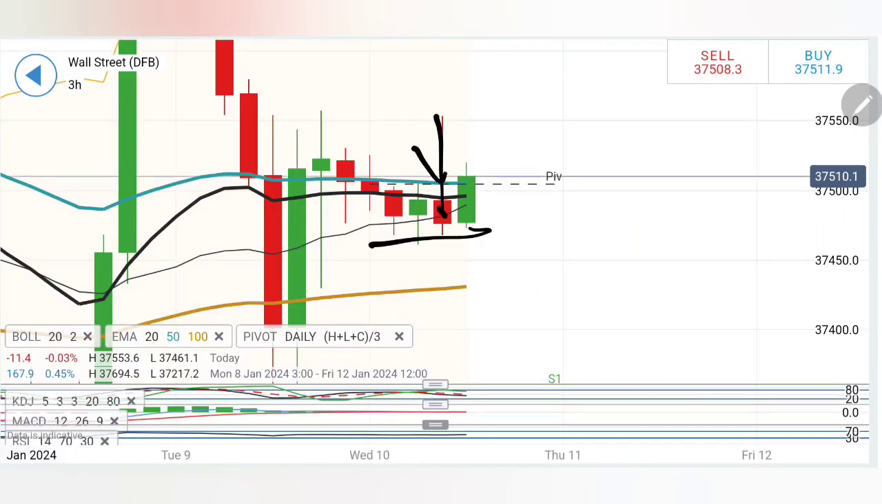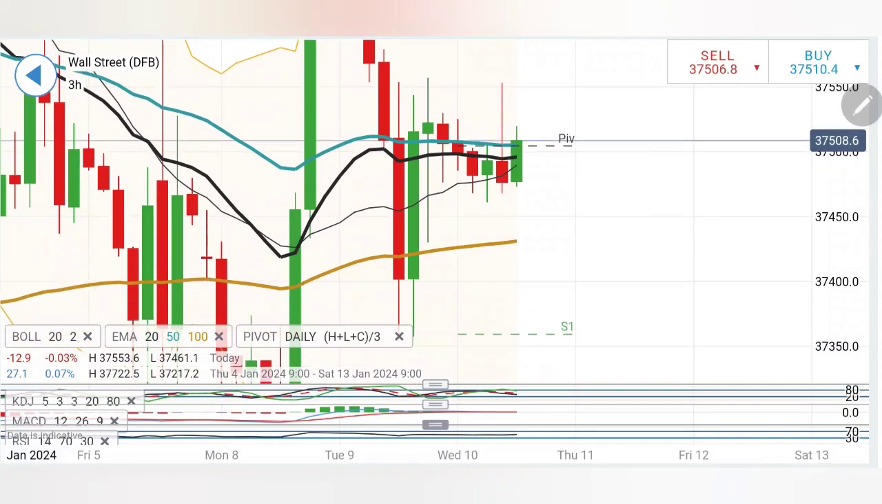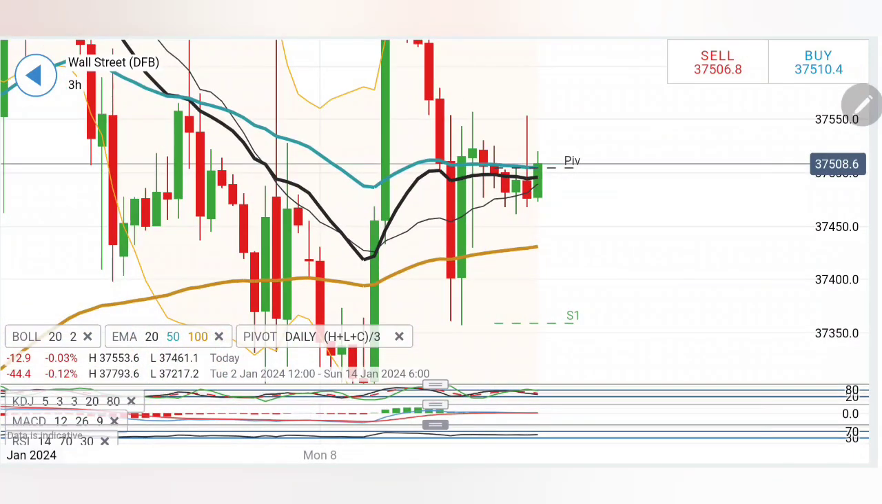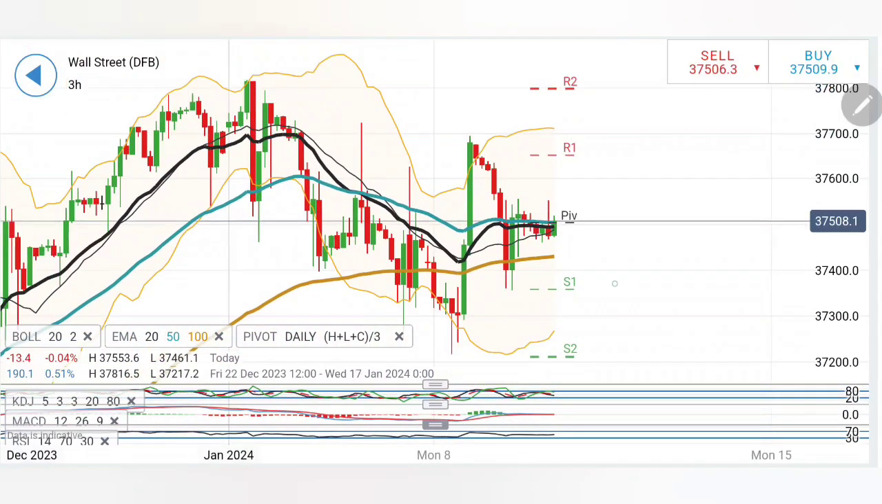Preceding candle comes with a bigger wick on the upside and a red body. Thus, if it breaks below 37,450, you have to stay short here, and then a major fall towards 37,400 and 350 levels can be seen. 350 should be a good support for US30.